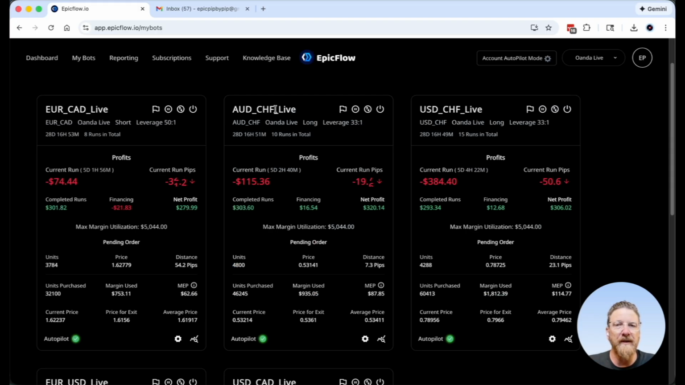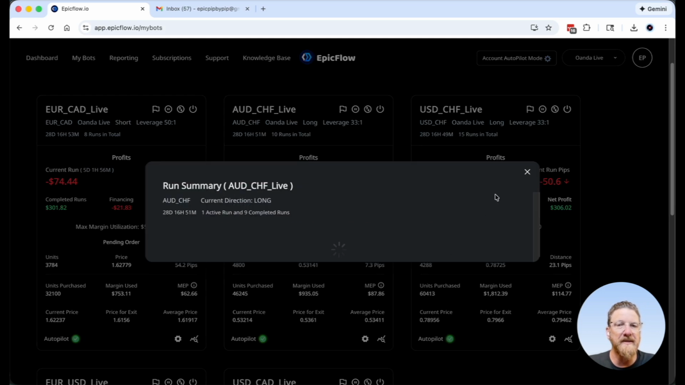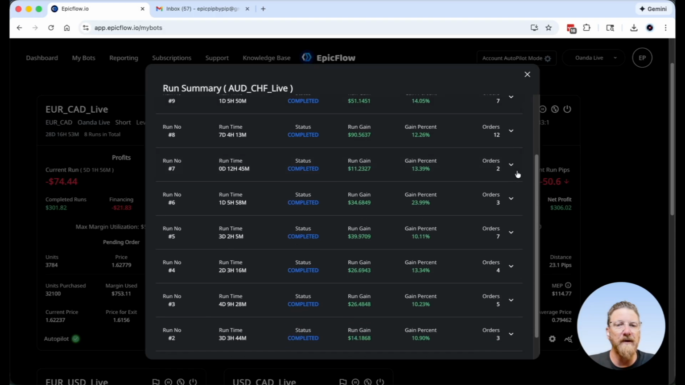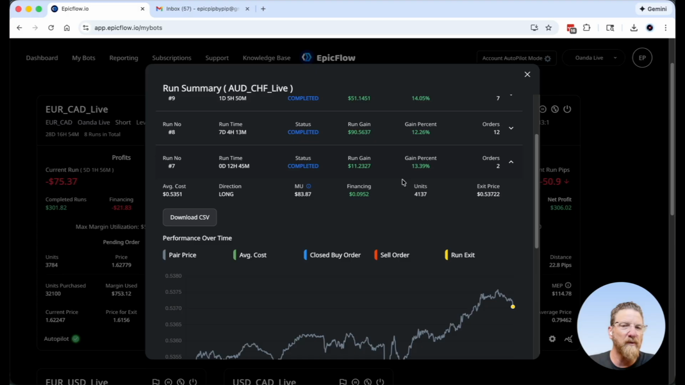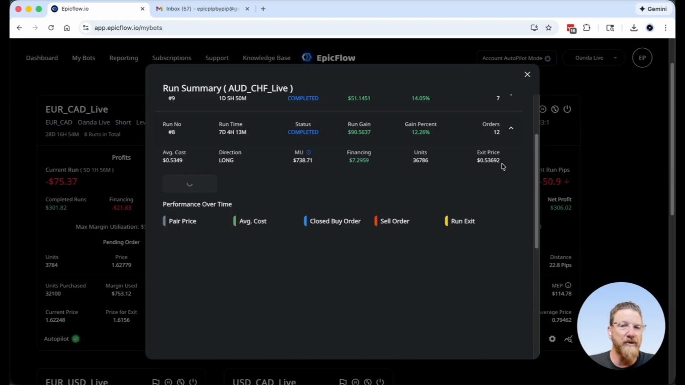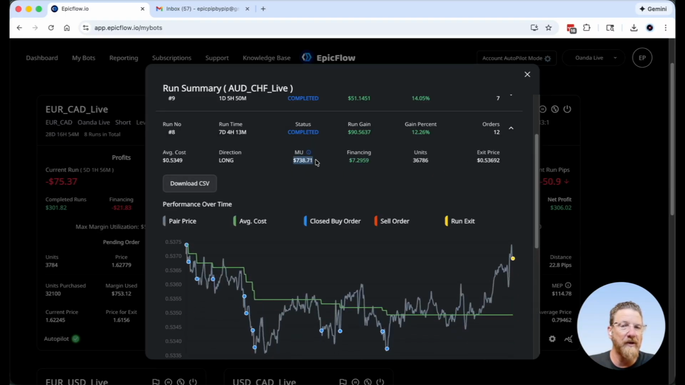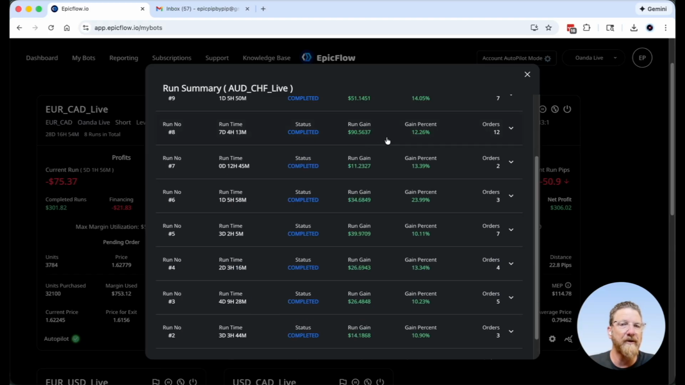Our Australia Swiss franc has 10 runs in total, so 9 exits. We can see here that each one of those also had a healthy return on the margin used. As the orders increase, we can see here, like 2 orders, it's a relatively minimum amount of margin used, this MU, that's $84. As the number of orders increases, that margin used increases, which will increase your overall profit dollars generated. However, the gains stay relatively the same from a percentage standpoint.